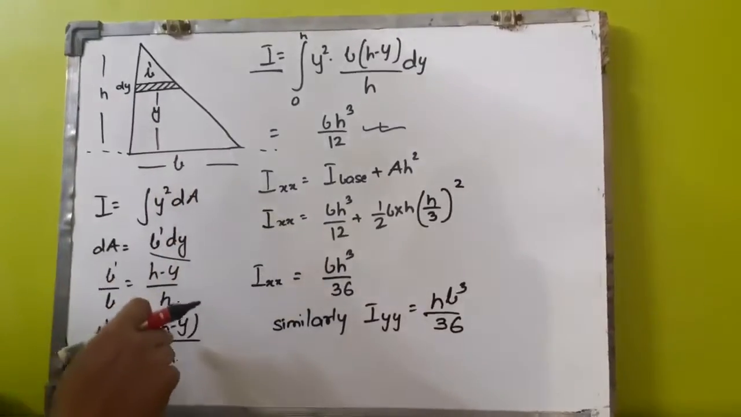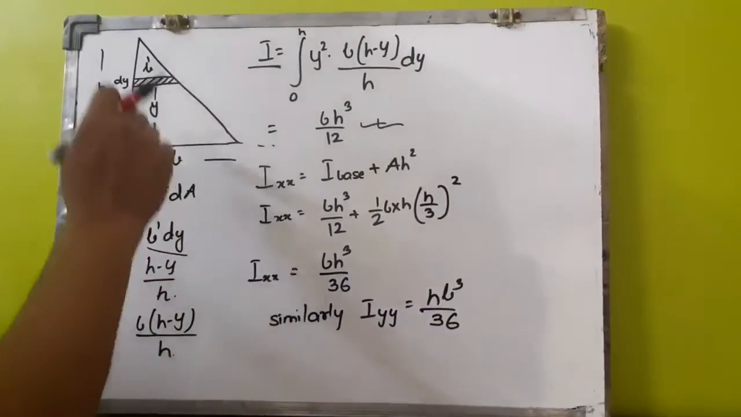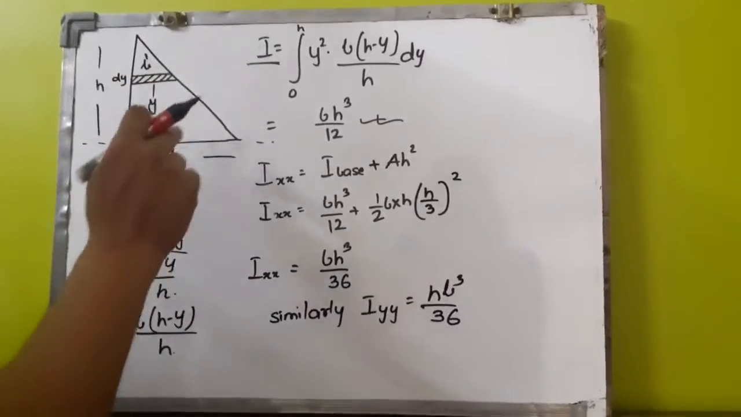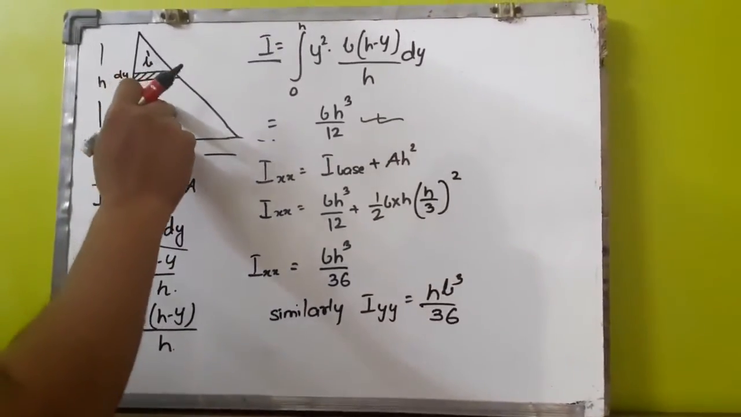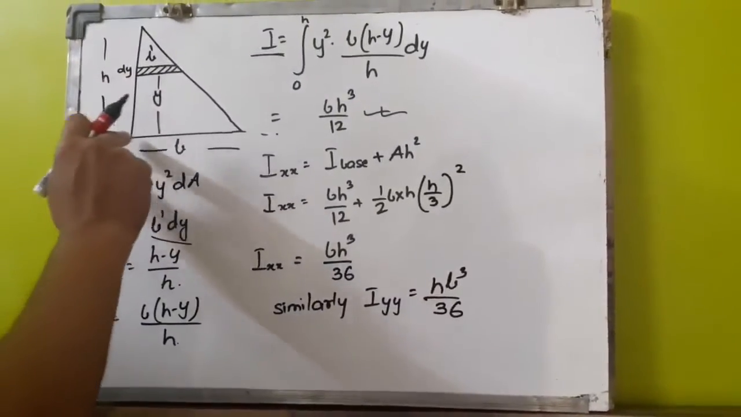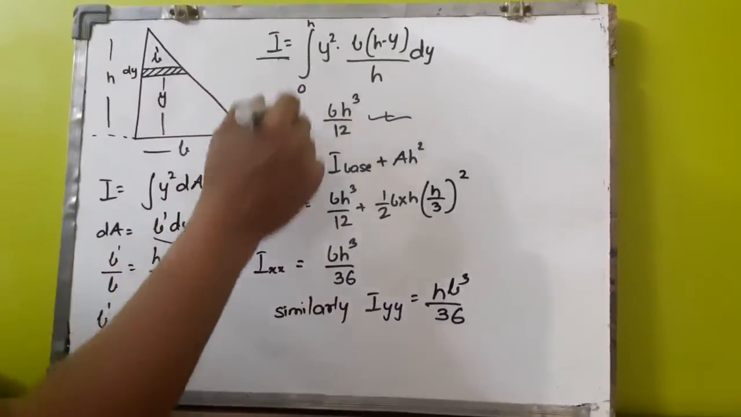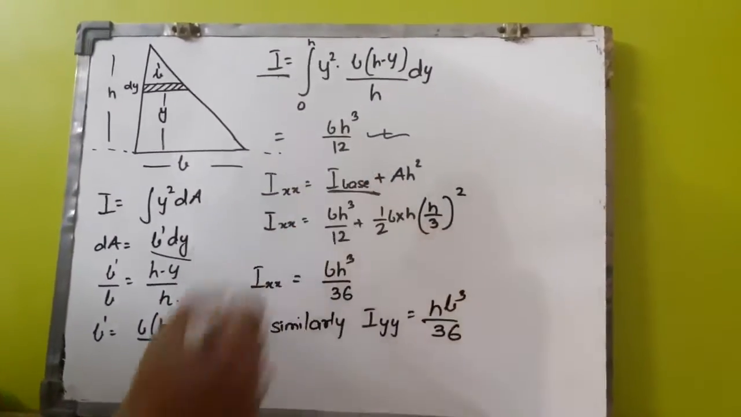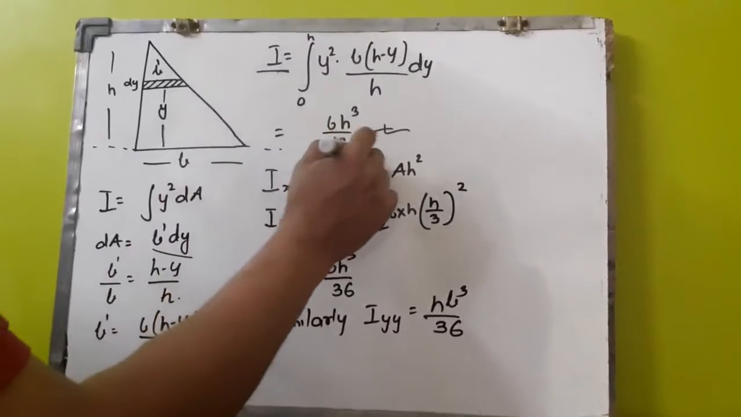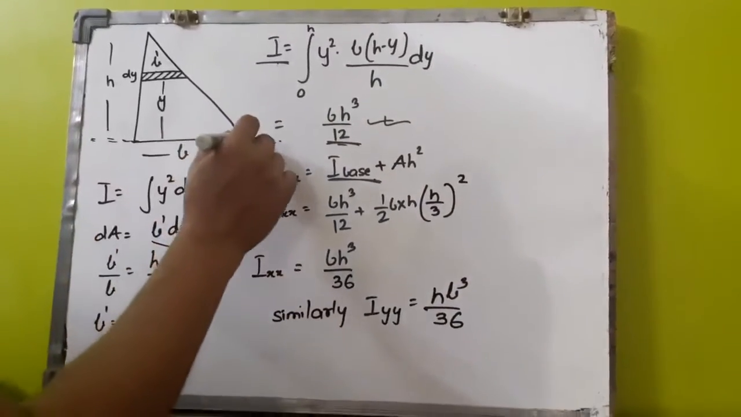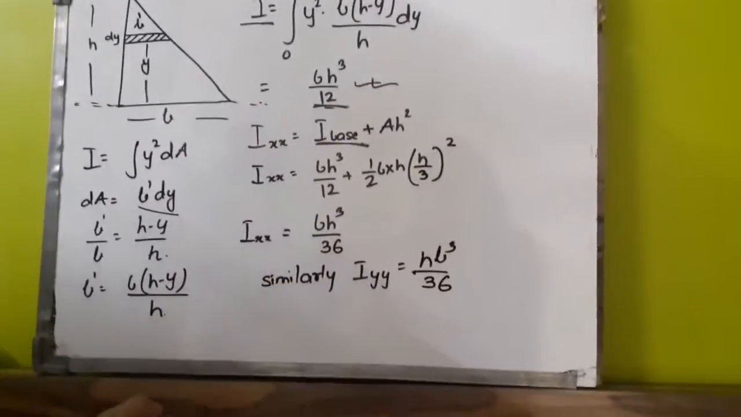The application of similar triangles, the application of distances would have become difficult if you would have taken this distance y from the centroidal axis. What we have done is, we have taken this distance from the base. So what you have calculated is actually I base. So I base is bh cube by 12. So second moment of area about this surface is bh cube by 12.